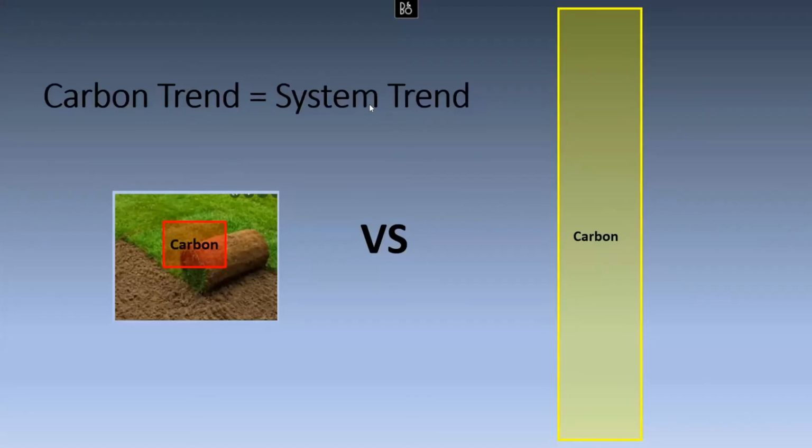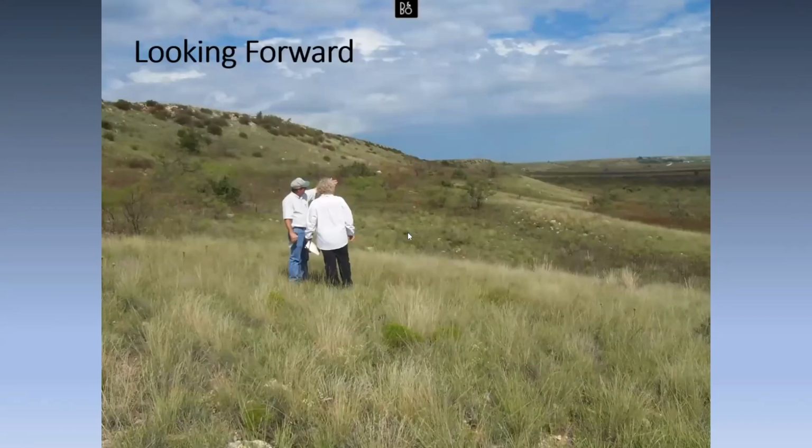And so carbon trend, in my mind, kind of equals the system trend. So we want things trending in an upward trajectory. That's not going to happen with the sod grass, okay? Compared to the carbon that we can store in the ground with our native plants. And you won't talk with somebody that's a bigger proponent of native plants than myself.